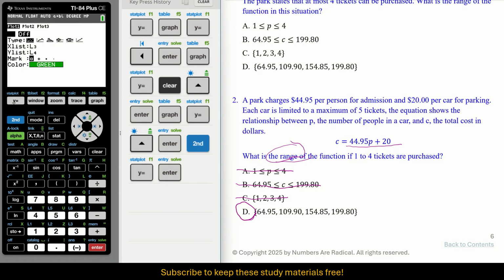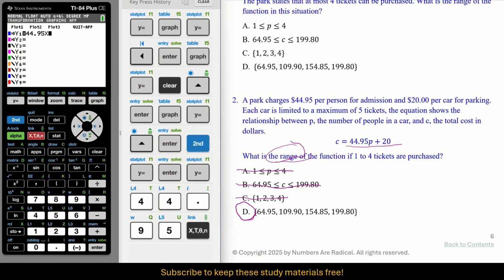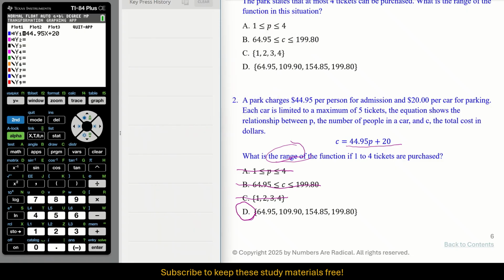Okay. All right. So let's go back to my Y equals. Okay. And I have my plot off. So everything is well. So let's say 44.95. Then I push X and plus 20. Okay. And you can see that I've kind of used my buttons up here. So I am going to clear that out. Okay, I have it entered.